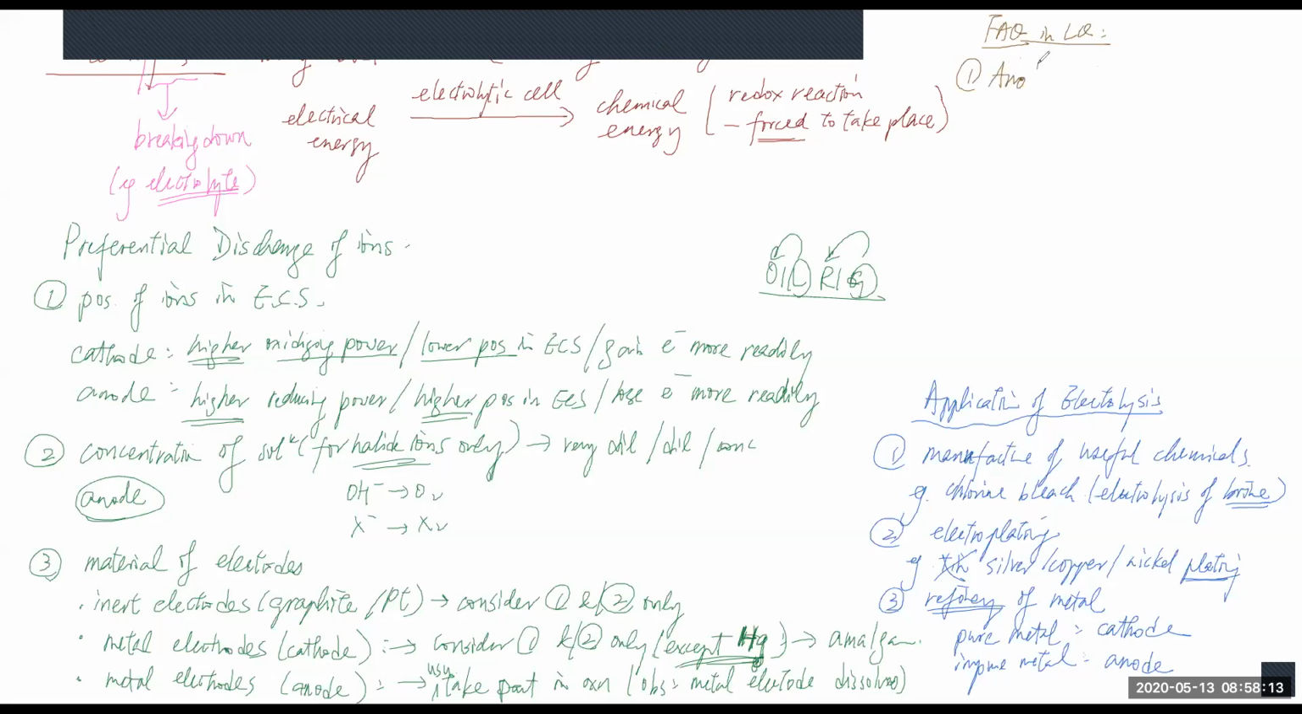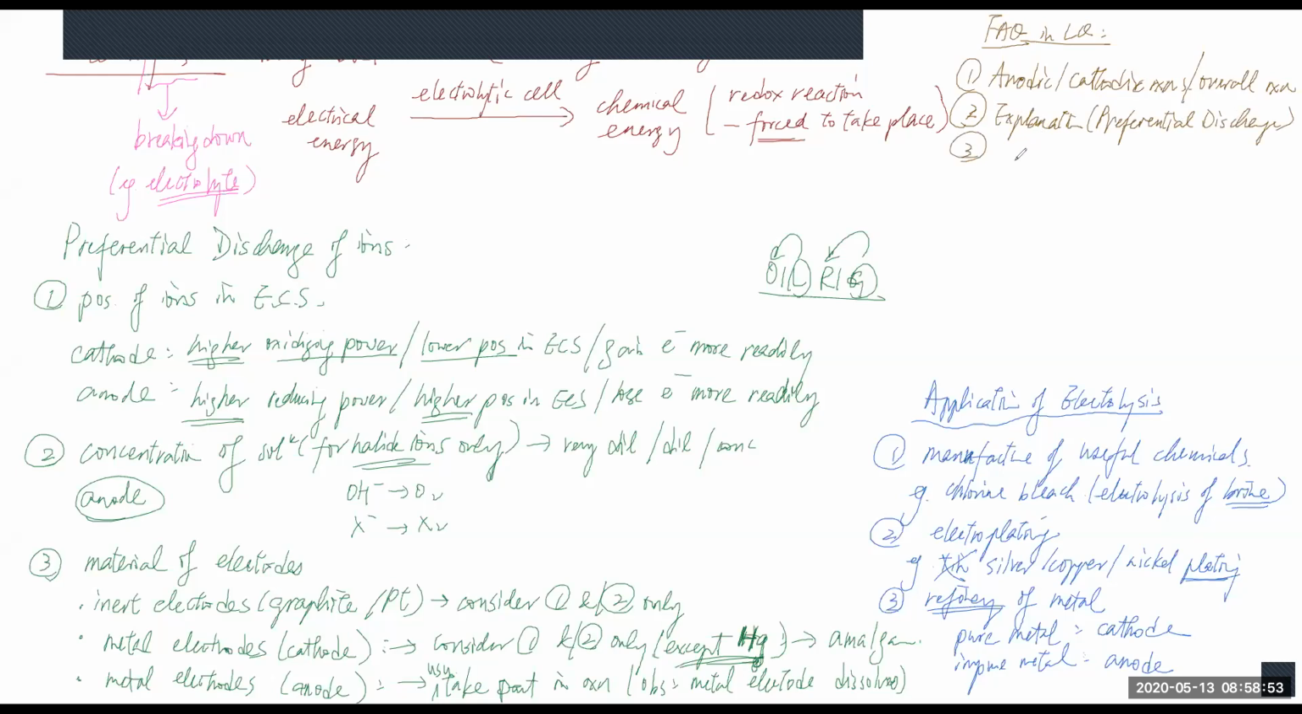One, anodic or cathodic reaction, or you ask about overall reactions. So you may need to write down the ionic half or full ionic equation. Second, explanation. One of them, you may talk about preferential discharge of ions, right?